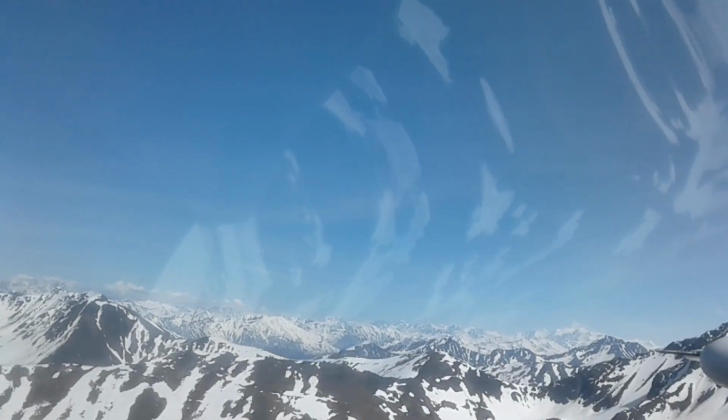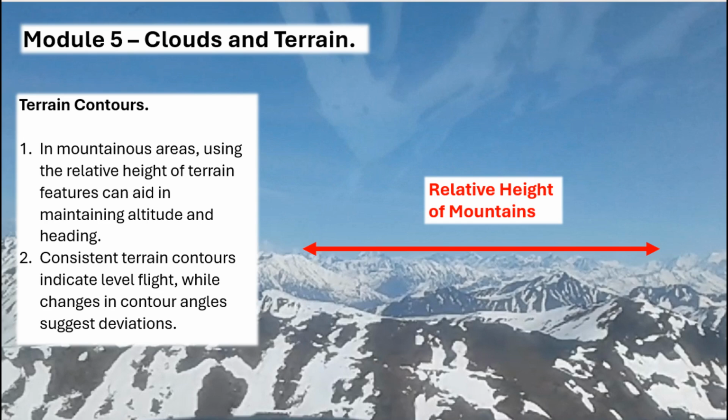Terrain contours. 1. In mountainous areas, using the relative height of terrain features can aid in maintaining altitude and heading. 2. Consistent terrain contours indicate level flight, while changes in contour angles suggest deviations.